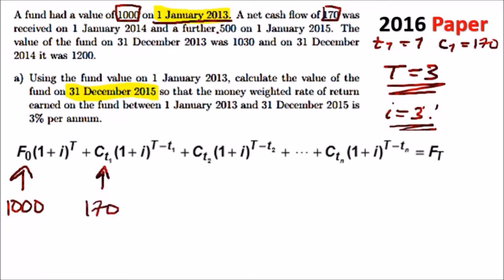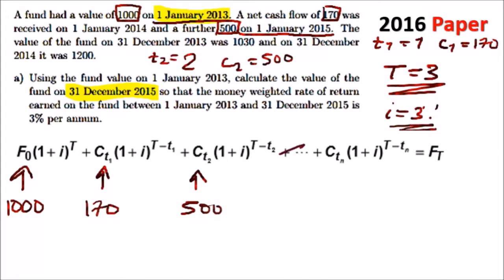And of course, a further 500 on the 1st Jan 2015. So again, an additional year later. So at T2, this is an additional 500. So at T2 is exactly 2 years with a cash amount of 500. And that's this one here. And I believe that's it. There's no more cash flows, so we can ignore this part. And i is 3%, the capital T is 3, T1 is 1, and T2 is 2. And that's it. Now all you simply do is plug this in.